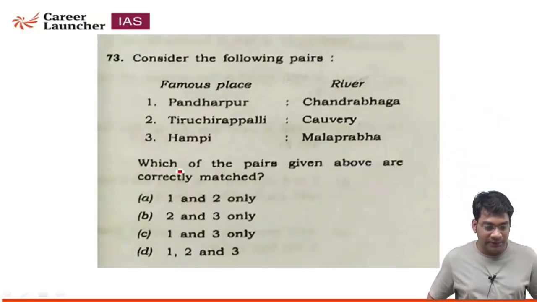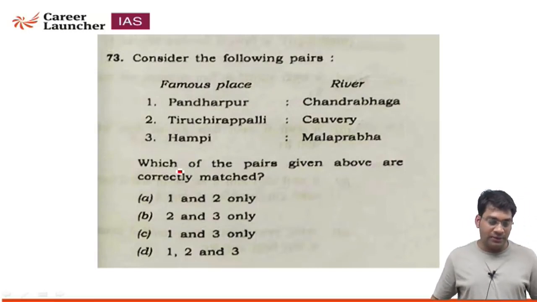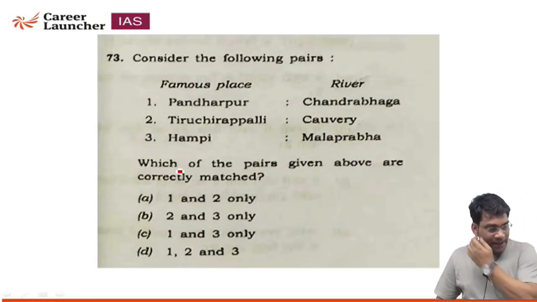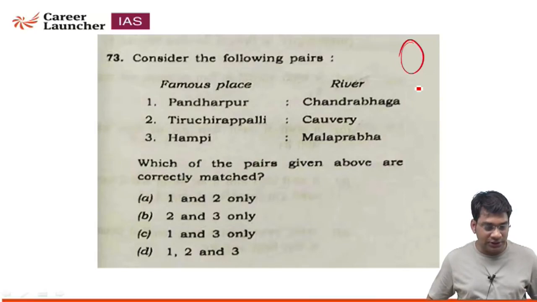73. Consider the following pairs. Famous place: Pandharpur, Chandrabhag, Tiruchupali, Kaveri, Hampi, Malaprabha. Which of the pairs is correctly matched? See, this statement I have a little bit of doubt, so I will not solve this question here. Okay.